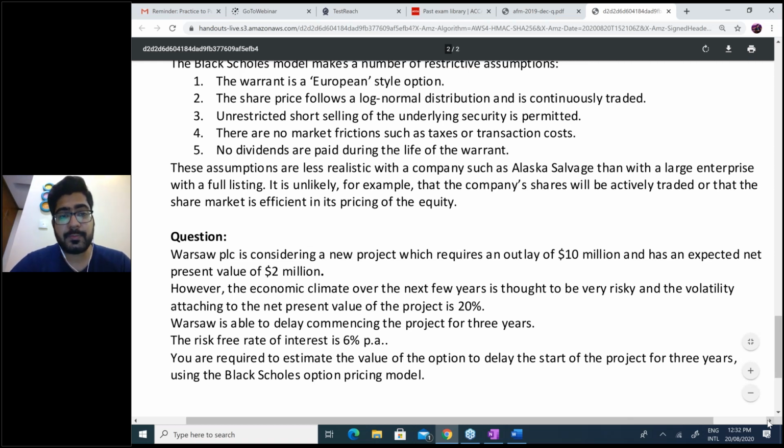Now this is very interesting. When you get a right to buy or sell shares, you have just taken the right, not an obligation. What happens if dividends are paid? Who will claim those dividends? This will create a dispute. Therefore, BSOP assumes that there is no dividend paid during the life of the warrant.